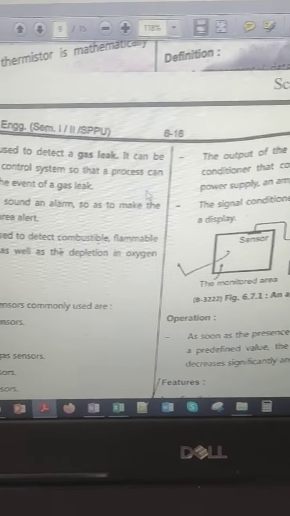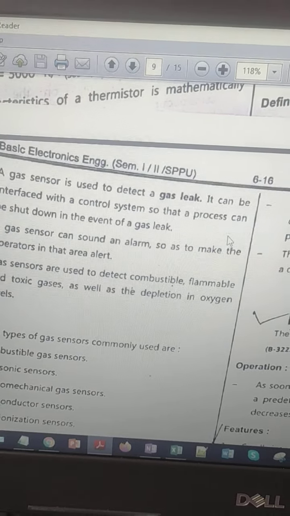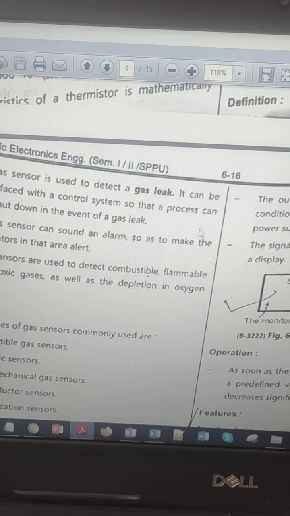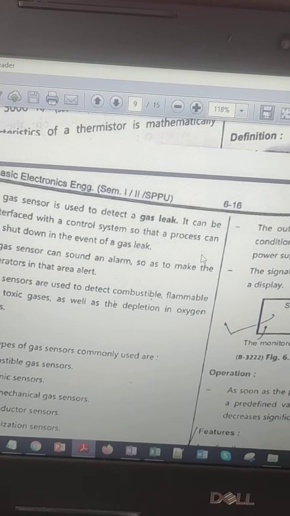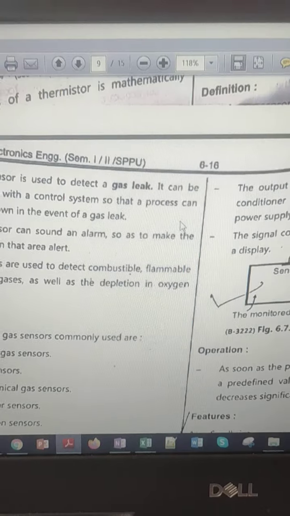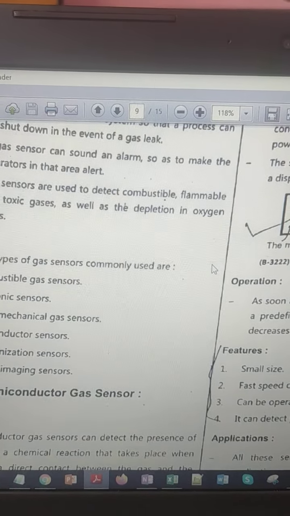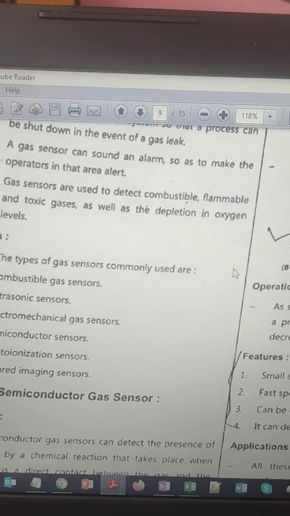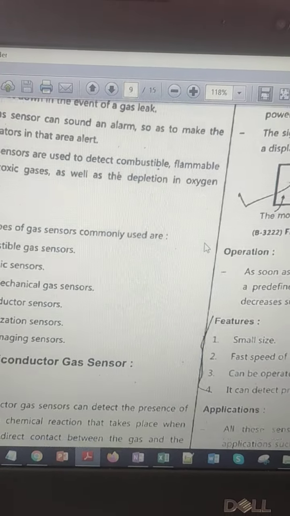Next is the gas sensor. A gas sensor is used to detect a gas leak. It can be interfaced with a control system so that a process can be shut down in the event of a gas leak. The gas sensor can sound an alarm to make people in the area alert. The types of gas sensor: composite gas sensor, ultrasonic, electrochemical, semiconductor, photoionization, infrared.